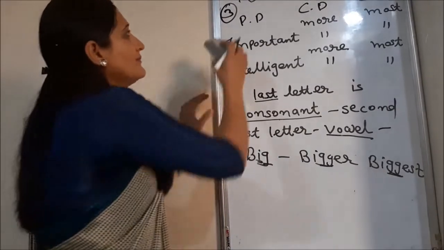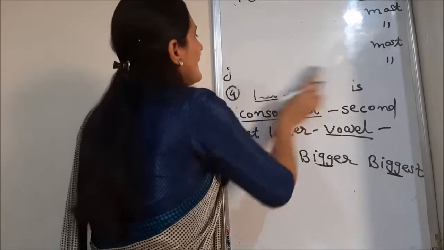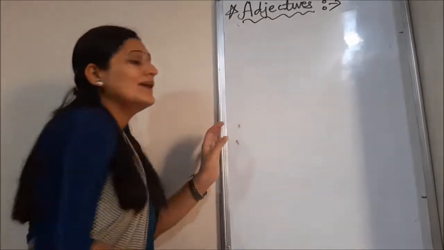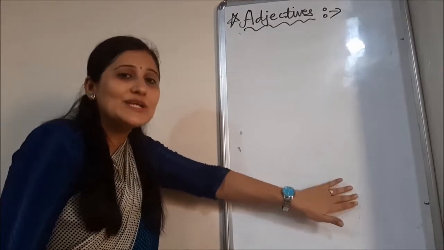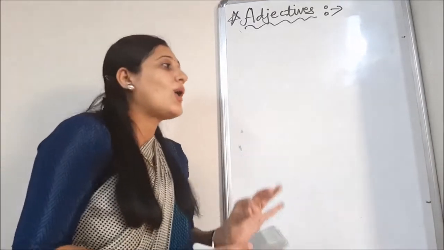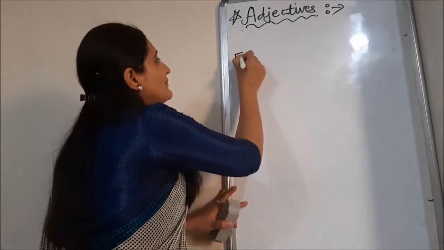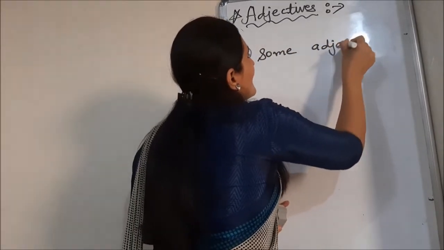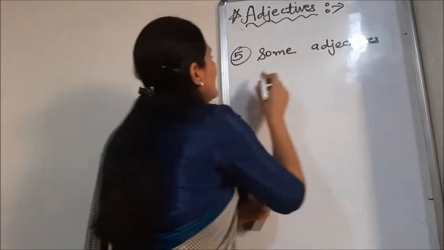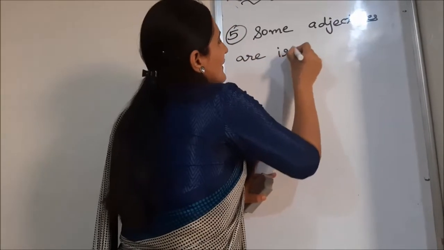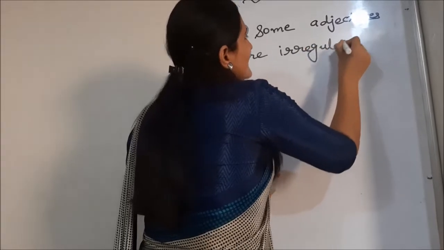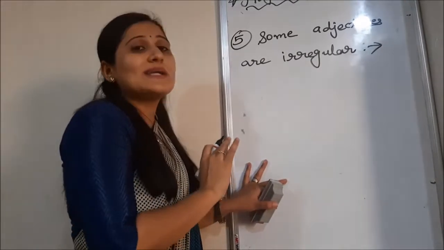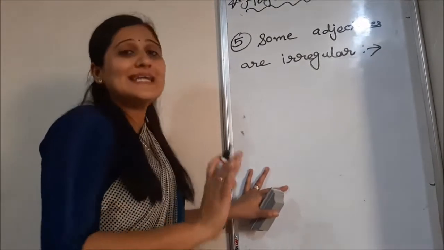And the last, fifth one, I am going to start. Why am I giving you this information? Because before you turn from which degree to which degree, you should know the common rules, right? Fifth note: some adjectives are irregular. It means here we will not write ER, here we will not write EST.